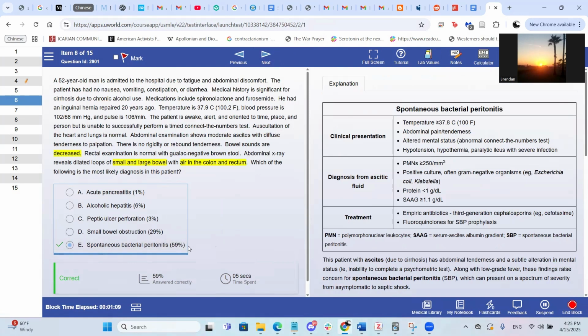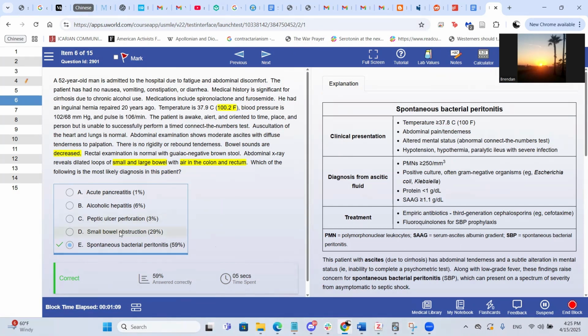SBP is the correct answer. This one is fairly straightforward. You have acute abdominal symptoms in this cirrhotic patient with a low-grade fever, let's see, with decreased bowel sounds and dilation of the small and large bowel.